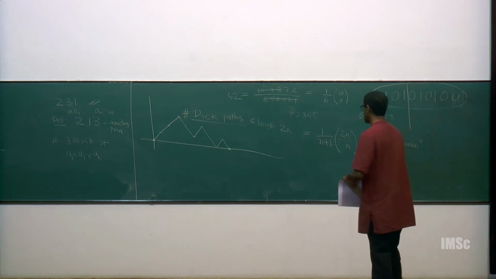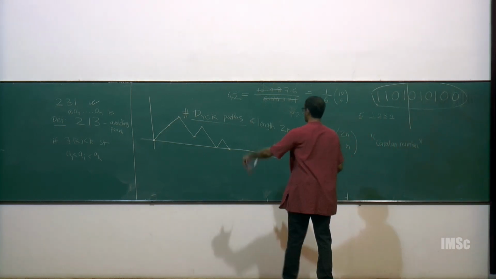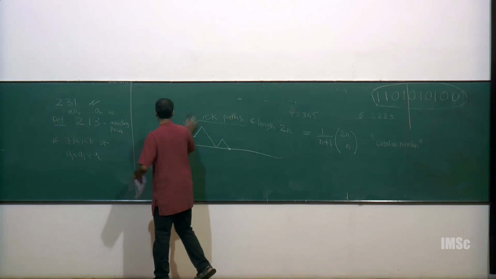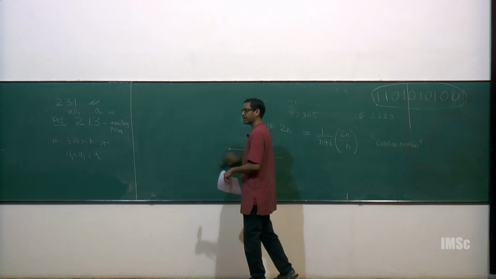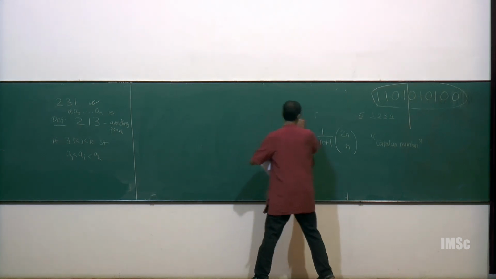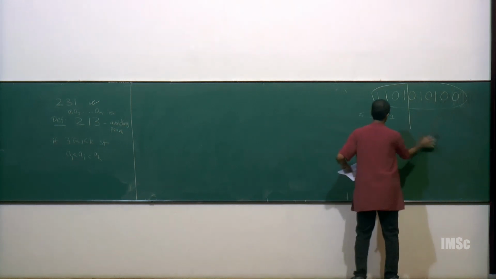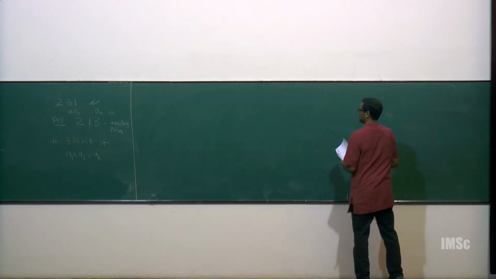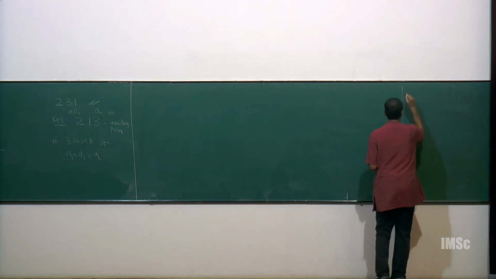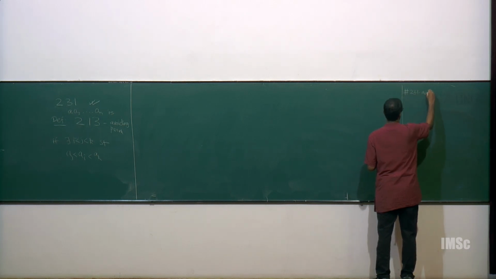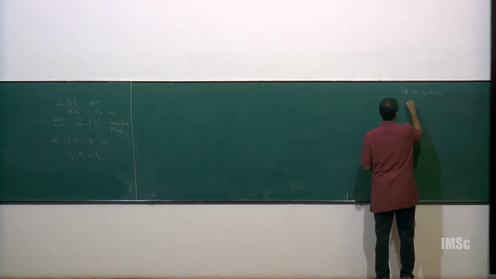Okay? Okay, great. So let's ask ourselves, now that we have defined one more guy, how many are there which do this? How many 2, 1, 3 avoiding permutations, or 3, 1, 2 avoiding permutations, or whatever else can we find? So let's record what we have so far at least. Number of 2, 3, 1 avoiders is the Catalan number.